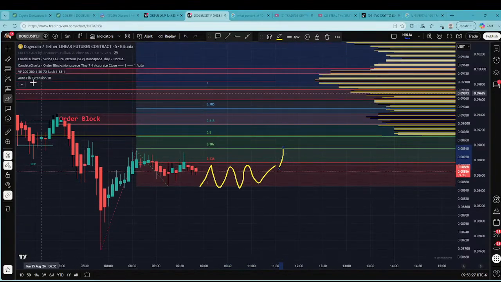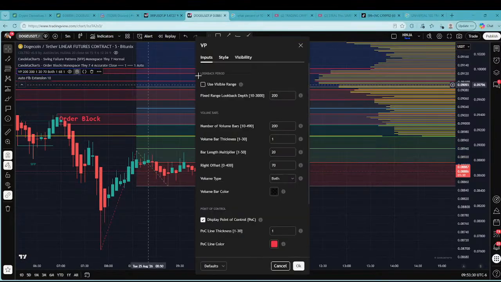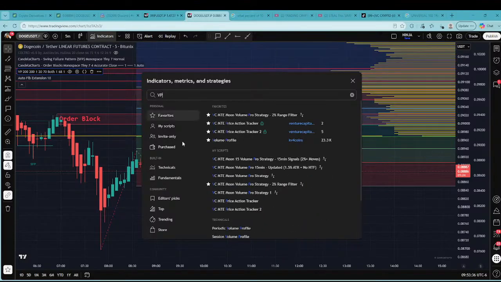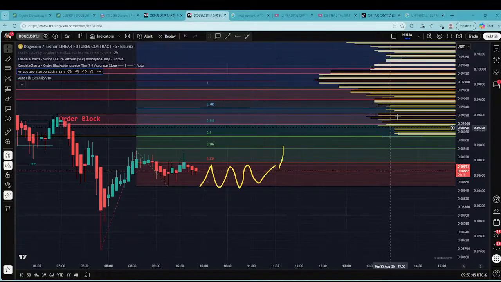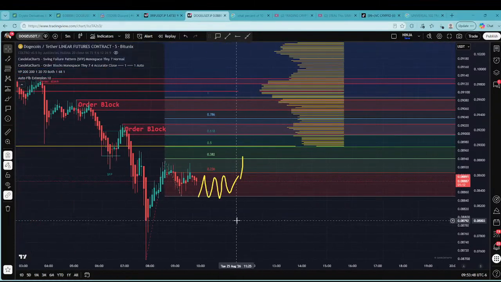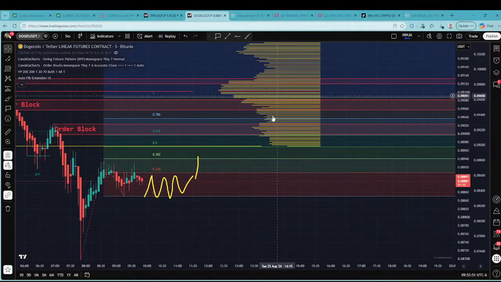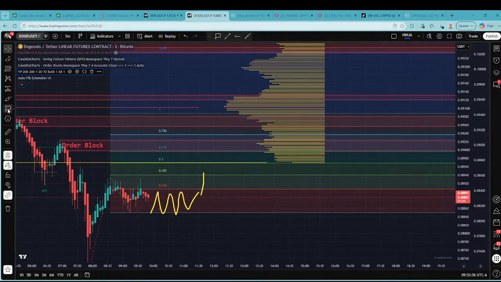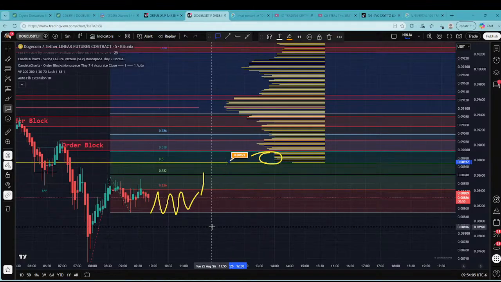Now I do like this volume. Just so you know what it is, it's a VP. So if you go into indicators and type in VP, it's called the volume profile. So type in volume profile, and that is where you get the volume on the side here. I'm going to put this over so you guys can see it now on the TikTok. This is the volume. Now I like that because we can see where volume or buy orders are. So this area right here is where we're going to see volume start to come into play, which is 8972.